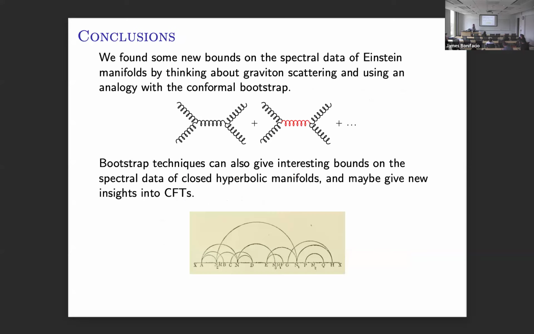Okay, so I'm going to conclude there. I found some bounds on spectral data of Einstein manifolds by a graviton scattering calculation. And then I said that maybe you can get more interesting bounds for hyperbolic manifolds. This might teach you something about CFTs. Thank you for listening, and I'm happy to take further questions, if you have any.